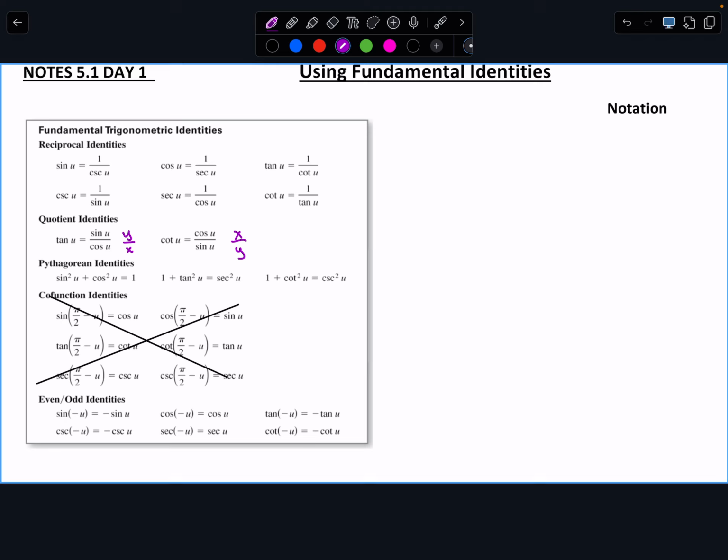By the way, they have u as the argument. You will see things like a scripted b, that's beta. You will see this symbol, which is alpha. You will see theta. You will see t. You might see a v or an x. All of those can be used in the argument spots. Whatever they are using, stick with it and keep the same symbol.